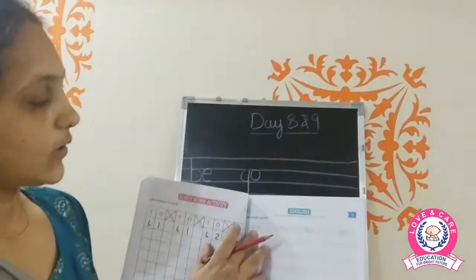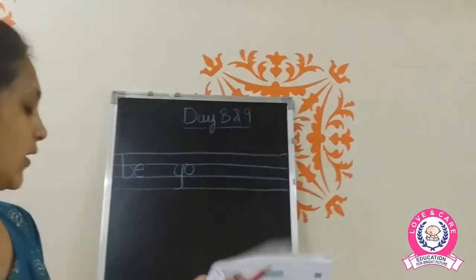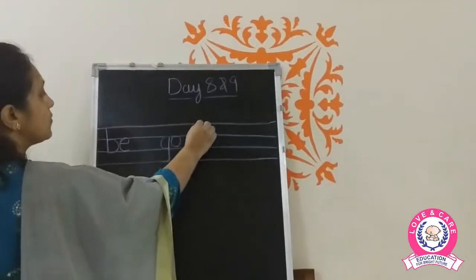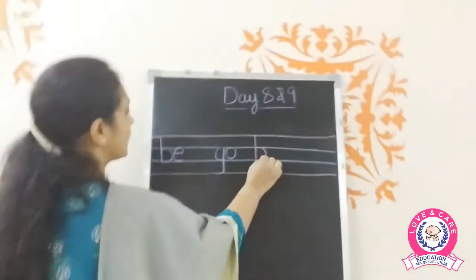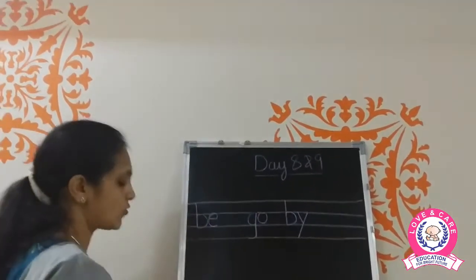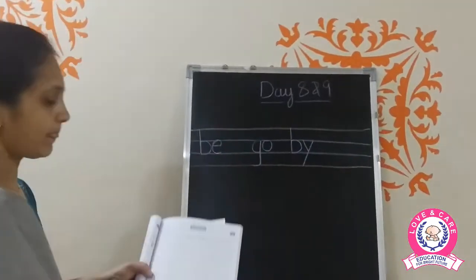Now moving on to the next page, you have a 2-letter word again, that is BY. That is BY. So you have to trace and write the word BY.